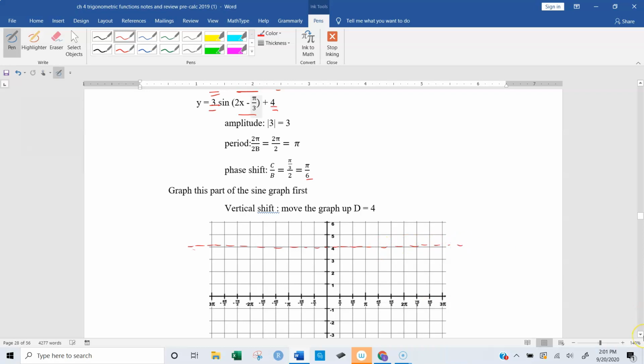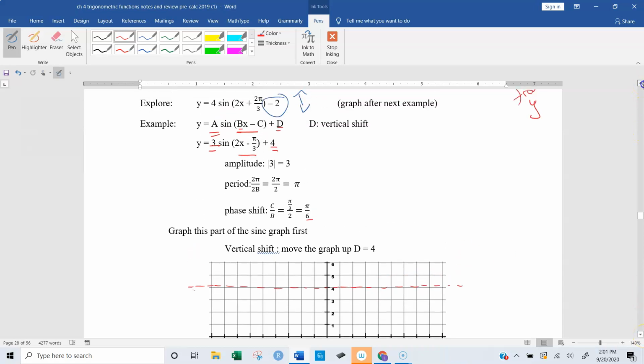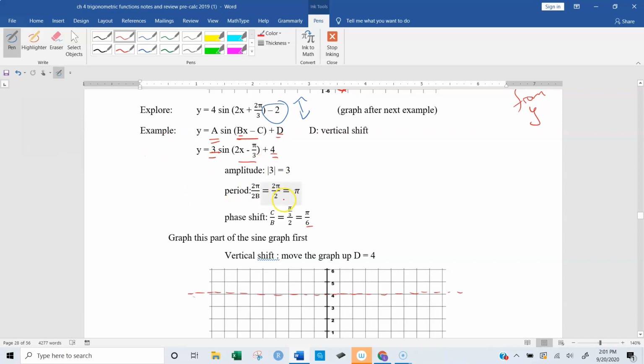Should probably do all this math over here. So we are starting with a period of pi, so we're going to do pi over 4. So now I'm going to go 0, pi over 4, pi over 2, 3 pi over 4, pi. Add your shift of pi over 6 to everybody. And remember where your zeros are now.